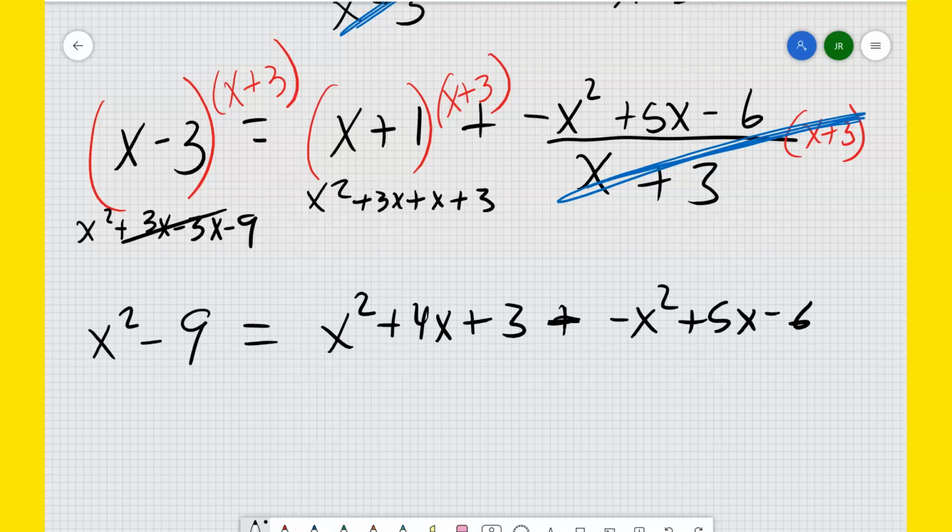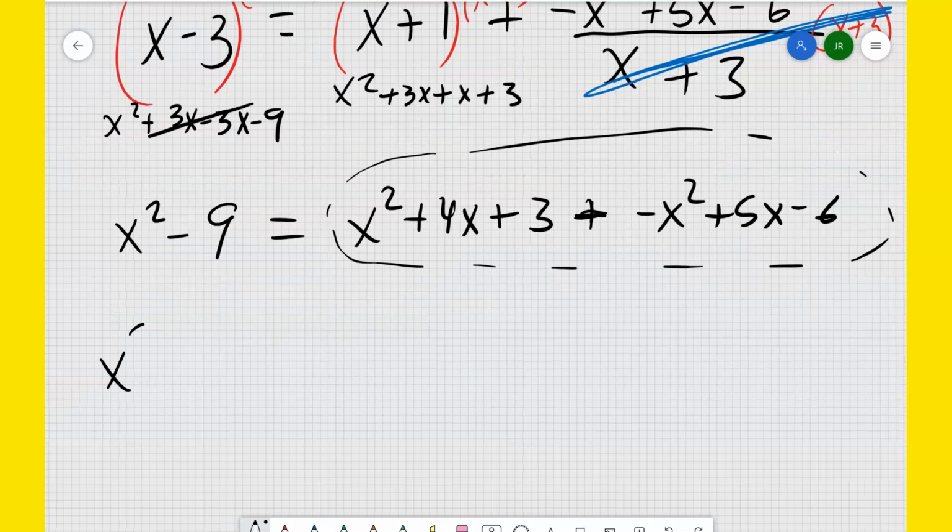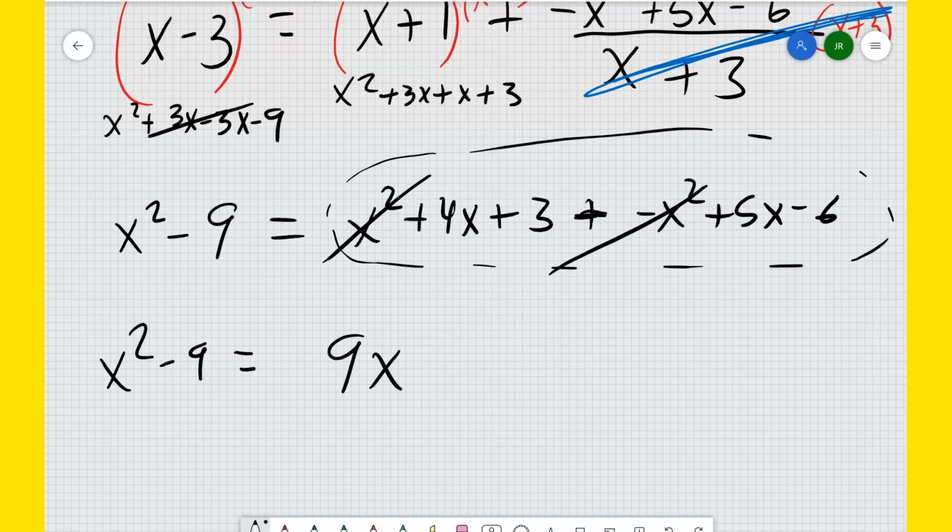I'm going to go ahead and combine all my like terms over here on this side. So that gives me x squared minus 9 equals x squared, or negative x squared actually, cancel each other out. 4x and 5x makes 9x, and 3 and negative 6 makes negative 3.